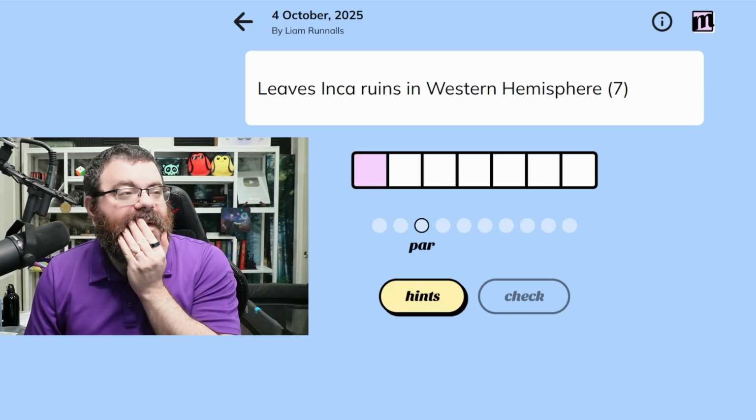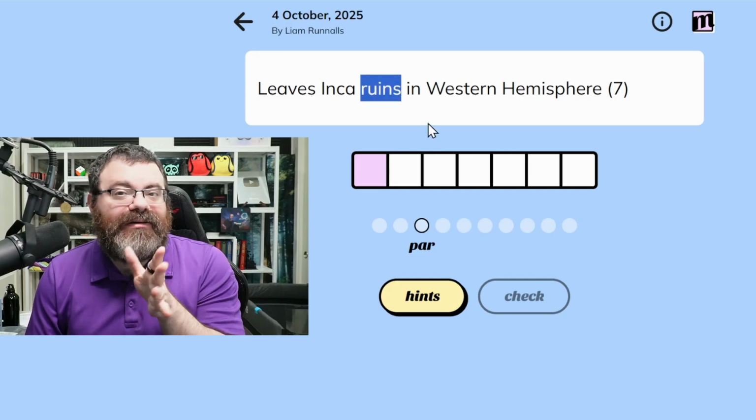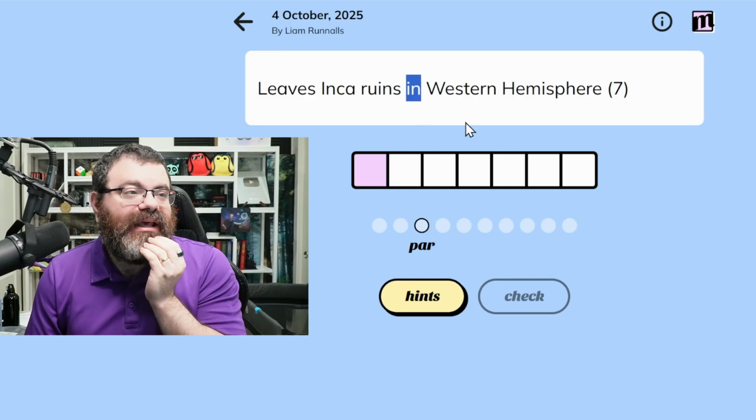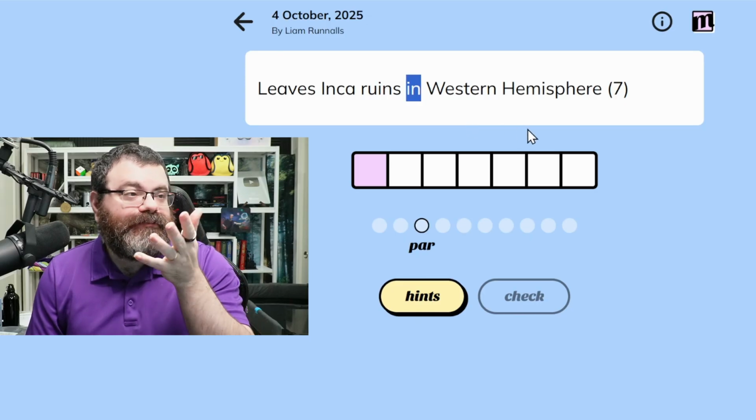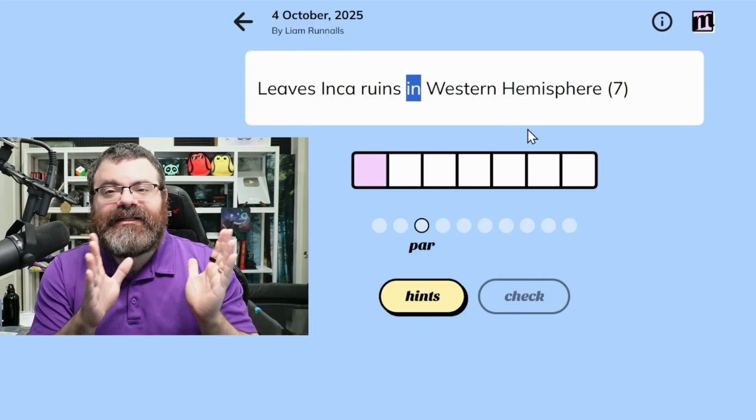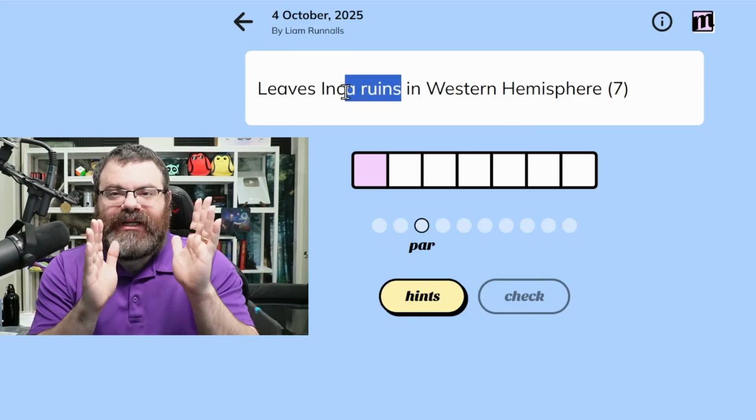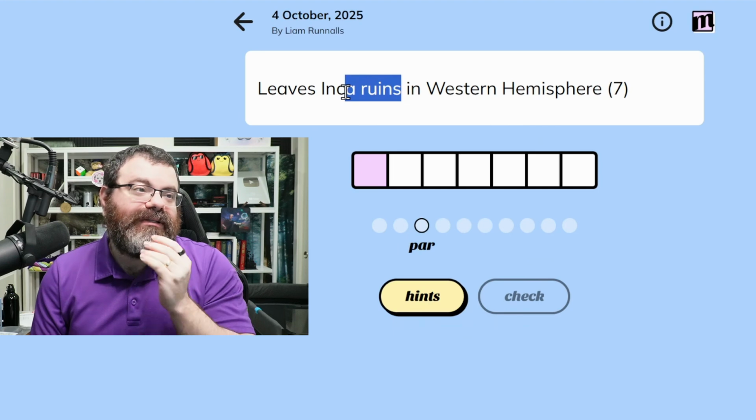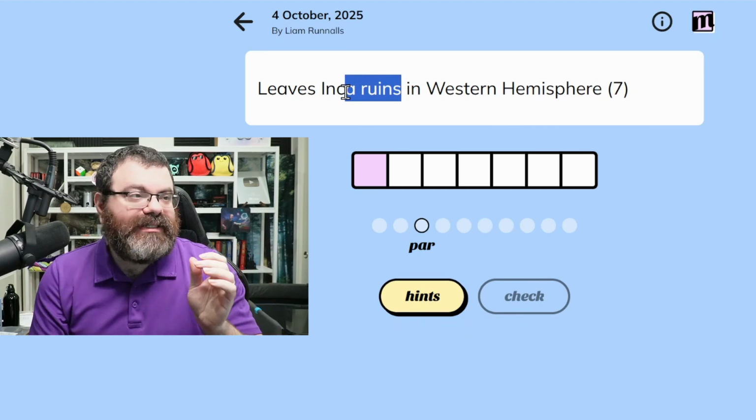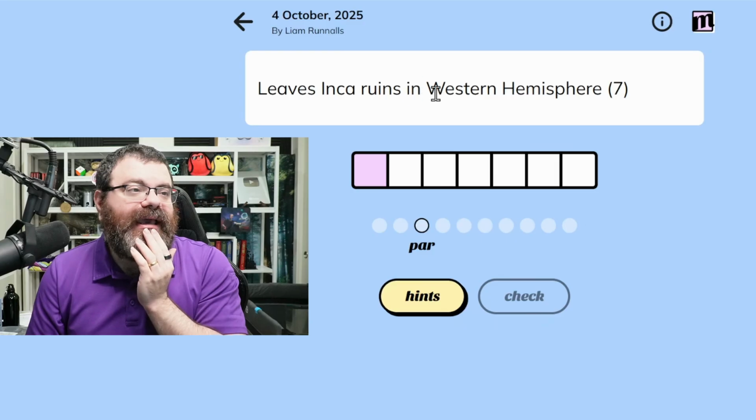Interesting. Leaves Inca ruins. Ruins feels like it could be an anagram indicator. "In" can be two things. It can mean put it inside, so whatever's to the left of it, put it inside of whatever's to the right of it. So we kind of split open what's to the right and put it inside. "In" can also be a hidden word indicator, meaning the word's hidden somewhere in Western Hemisphere.